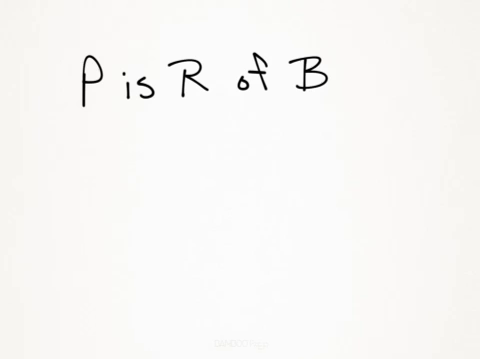So just remember the numbers are going to come in this order: big P is R of B. If you remember that, you should be in pretty good shape for any homework assignment or question on a quiz.